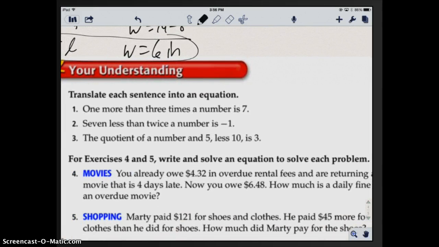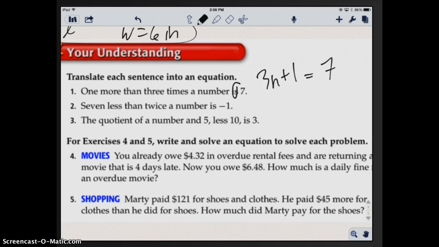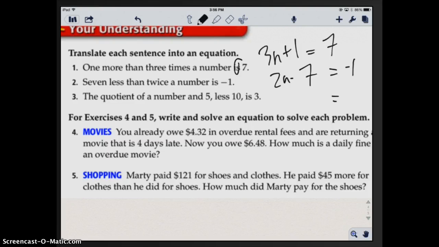Translate these. 1 more than 3 times the number is 7. 7 less than 3 times the number is negative 1. 7 less than, I'm going to use less than, so it's minus 7. Twice a number, 2n, 2x, 2a, whatever. The quotient of a number and 5 less 10 is 3. It says the quotient of a number and 5, so like n over 5. Less 10 just means minus 10. It doesn't say less than 10, it just says less 10. So there's that one.